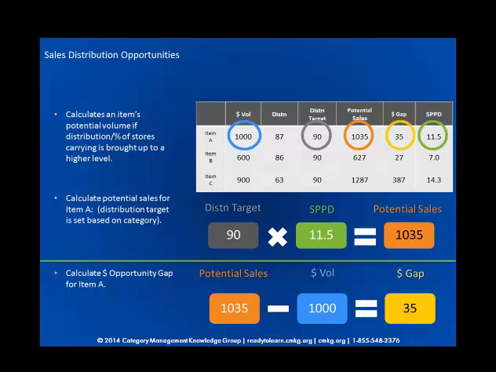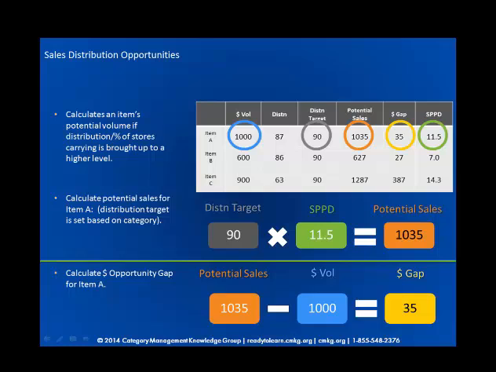Now, if we look at the gap and what's the opportunity to actually grow the category, we would then take the potential sales, if we were at our distribution target, minus the current volume, and that would give us our current dollar gap or our current dollar opportunity. So if we were to increase item A to our distribution target of 90%, it would be an incremental $35 per store per week type of calculation.